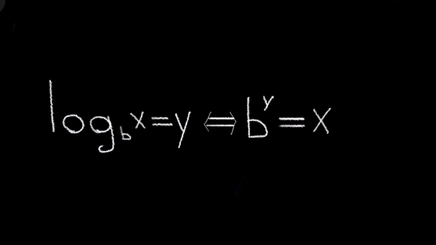Before we move on, let's examine the parts of a logarithm. The b is the base of the function. The x is the argument of the function. And the y is the exponent. Now that we have examined the parts of a logarithmic function, let's examine some of its basic properties.